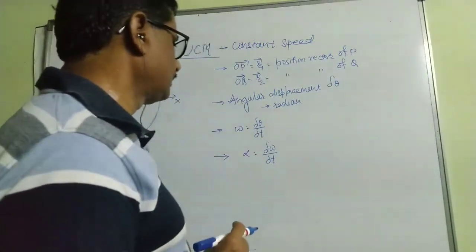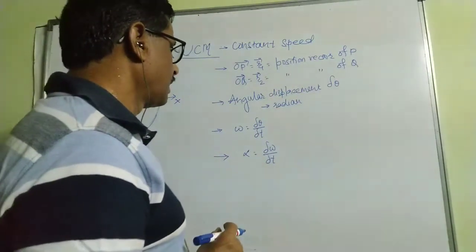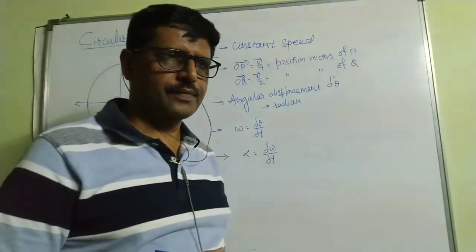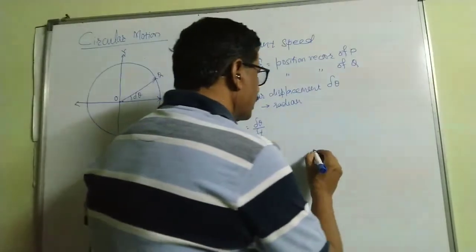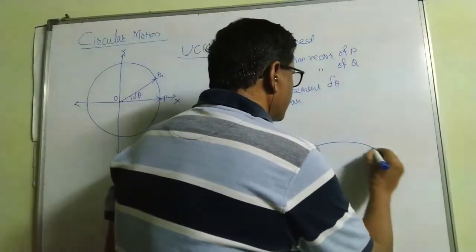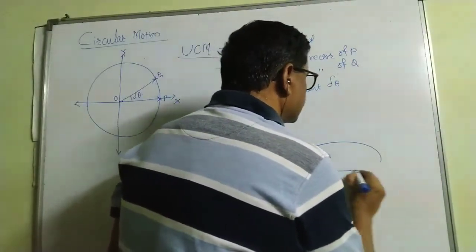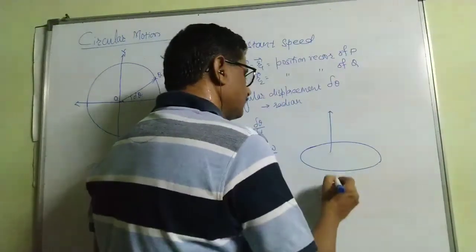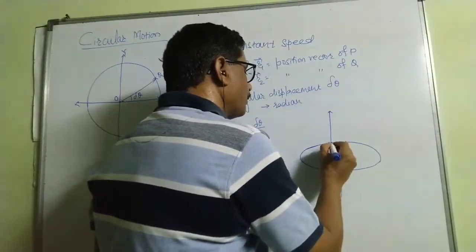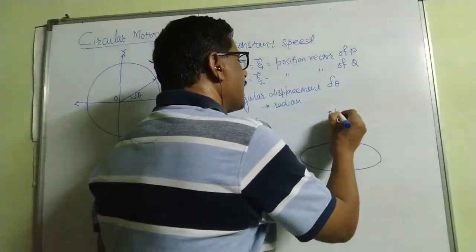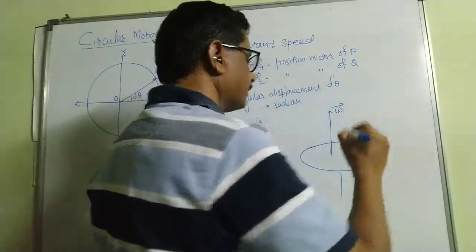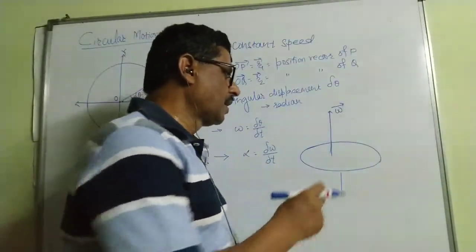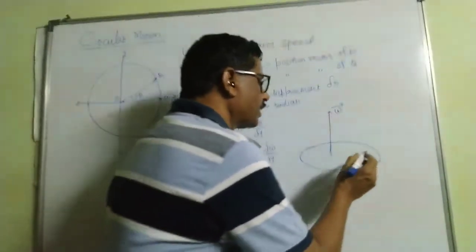Angular velocity is a vector quantity. The angular velocity of a particle performing circular motion is represented by an arrow which is along the axis of rotation. The axis of rotation is perpendicular to the plane of revolution.